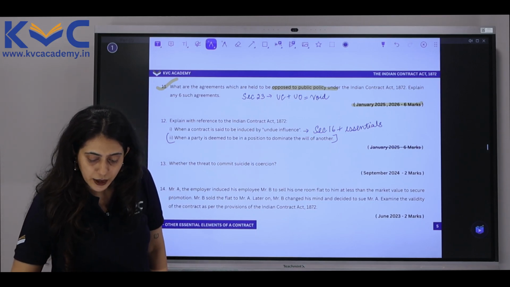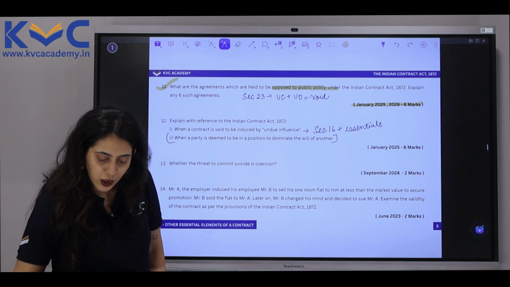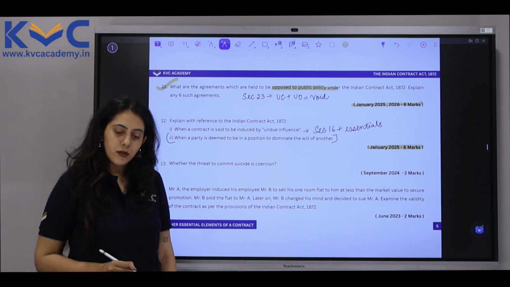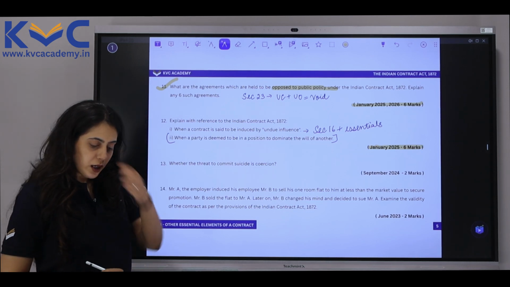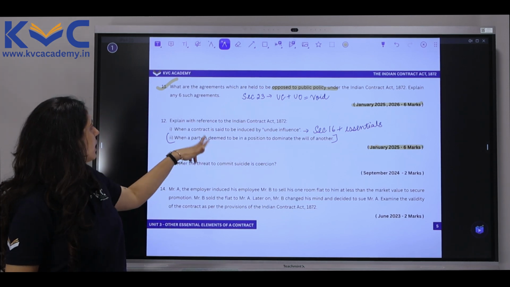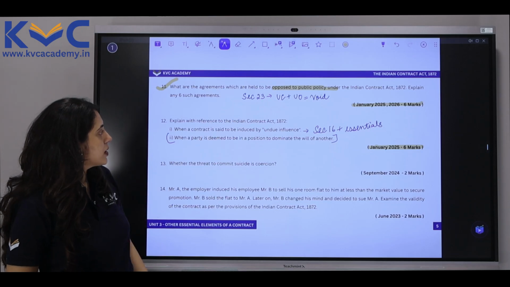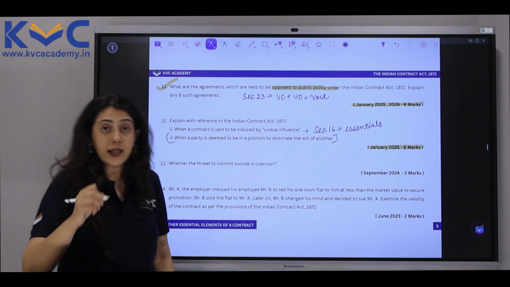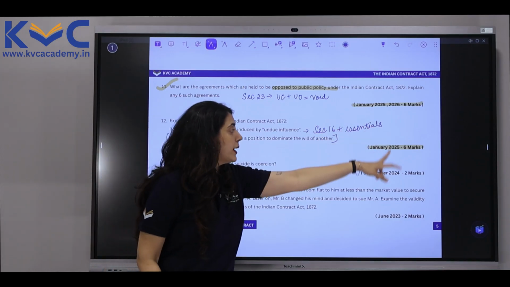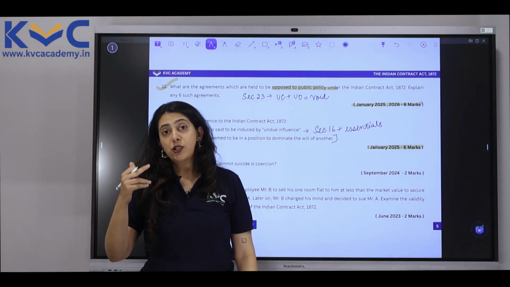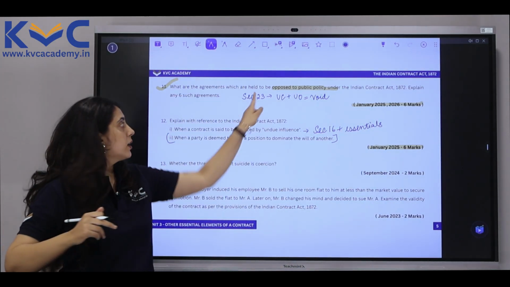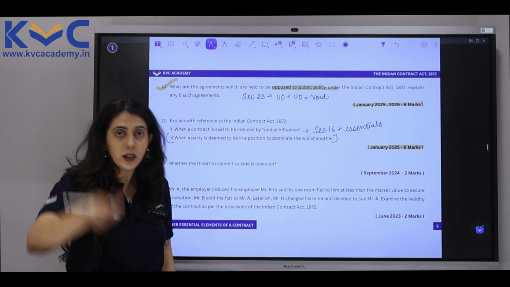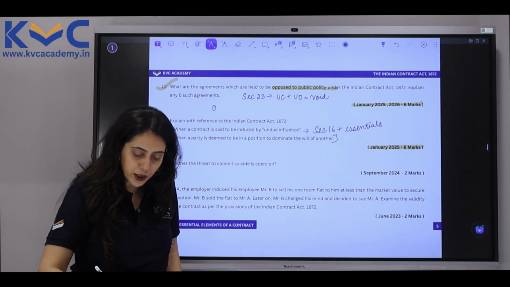This was also January 2025 for 6 marks. I was just thinking, how are 2 questions relating to Unit 3 itself asked for 6 marks? Maybe it was an option. So yes, in the January 2025 paper, there was a question which gave you options, either this or this. So within the options also, you had an option. Yes, that's why.